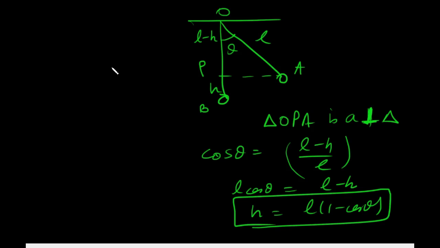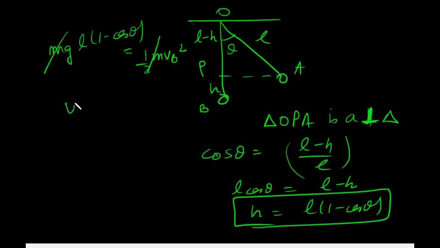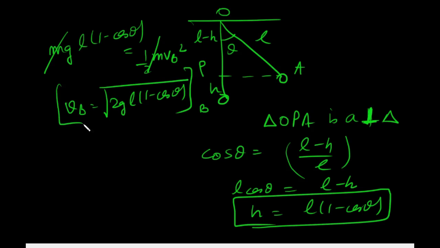So we put the value of h in the expression. mgL into 1 minus cos theta equals half m vB square. m gets cancelled out. What is vB? vB equals root of 2gL into 1 minus cos theta. This is the velocity at B. Now we try another method.